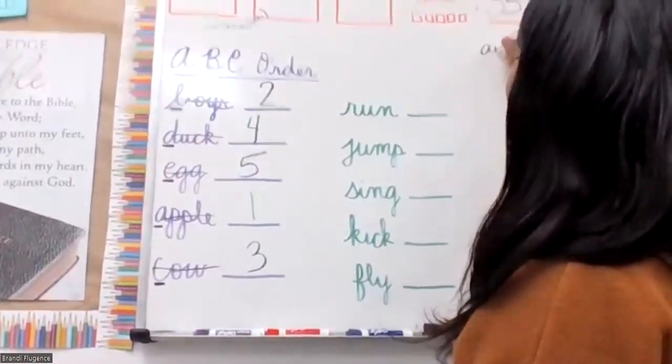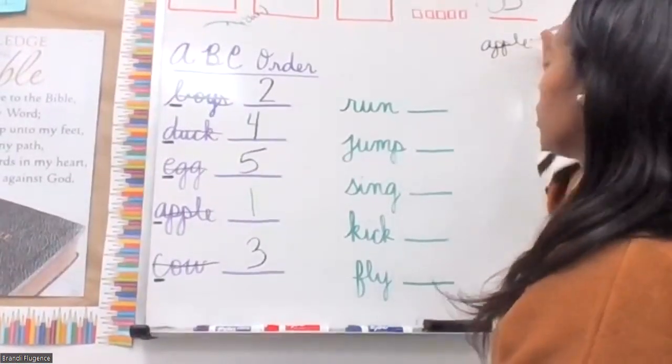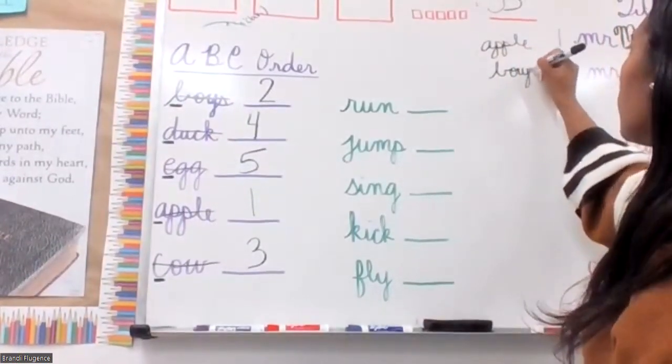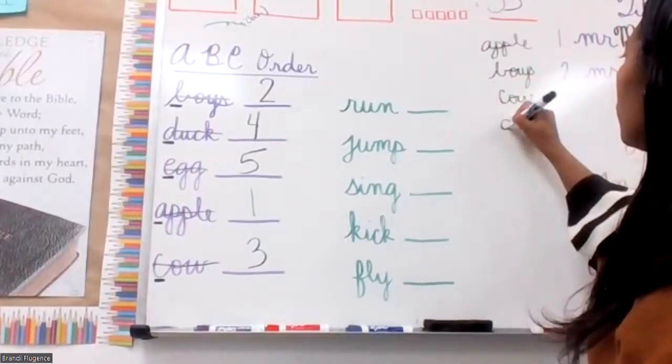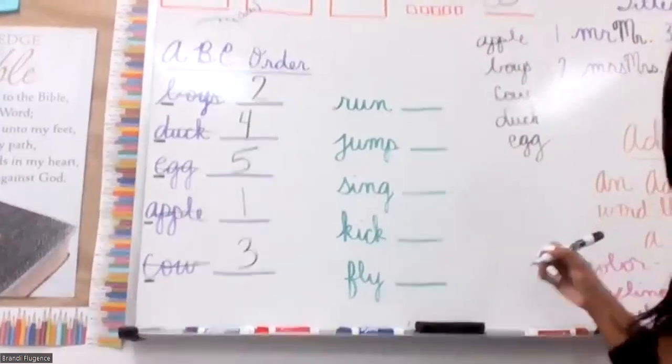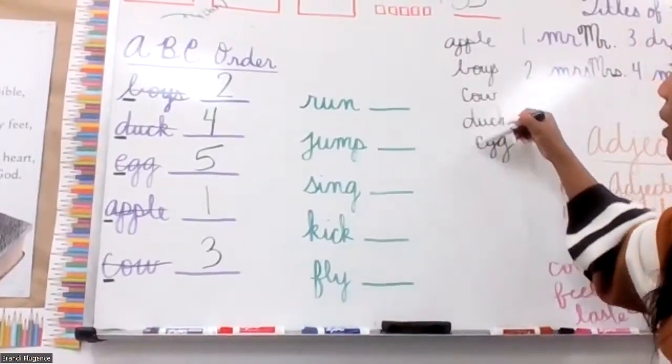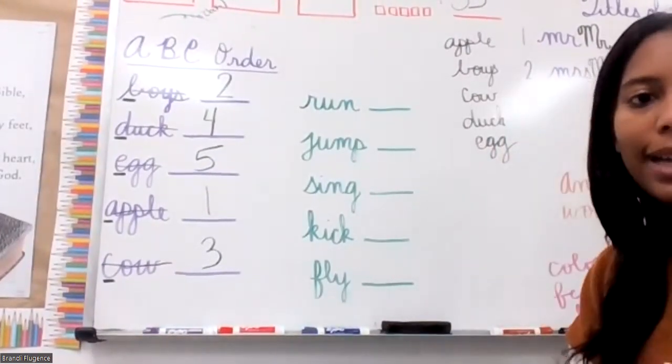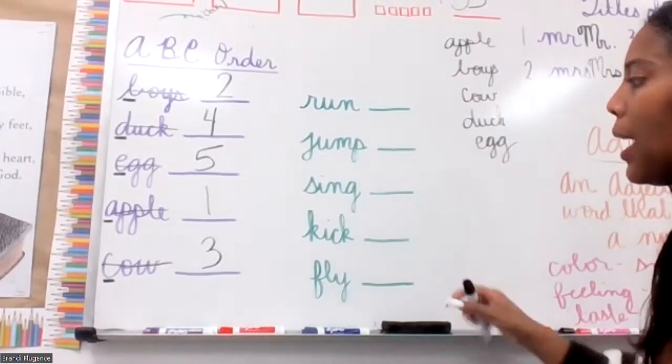So when I write it down, I would say apple, mouse, cow, duck, and egg. And if you look at it, you can see it's in order of the alphabet. A, B, C, D, E. That's how we organize things according to the alphabet.